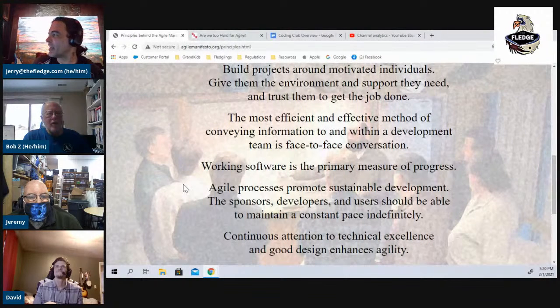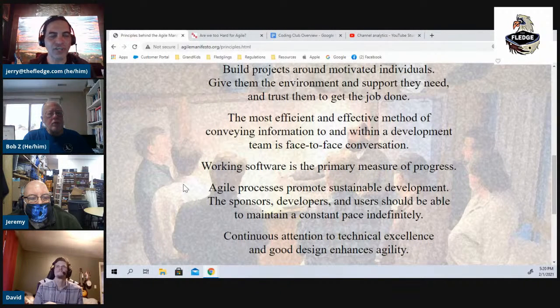And so building projects around motivated individuals that have the right environment and support, and trust them to do the job, is so critical. So if you're a manager out there, a project manager or whatever, managing a team of developers, these people are smart. They know what they're doing. Let them do their job. Let them get to where they need to get to. Because if you don't, they're going to take controls out. They're going to take quality out.